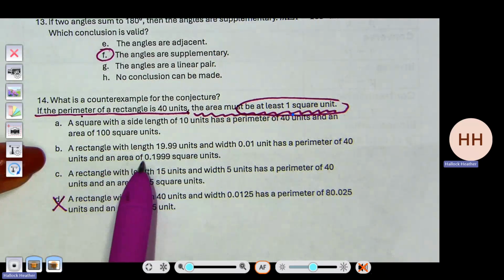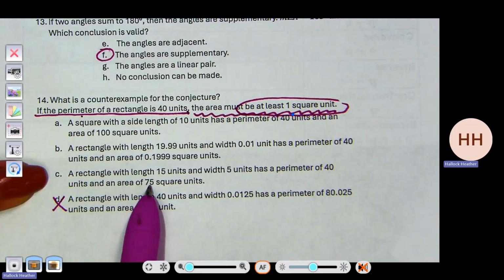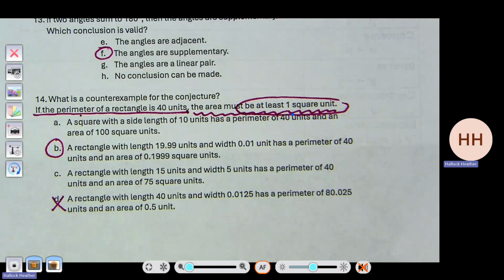B says an area of 0.1999999 square units, and C says an area of 75. So which one counteracts what they're telling me? B. So this is literally just mind games. It's silly. Let's skip the rest of the front. So scribble out the rest on the front.